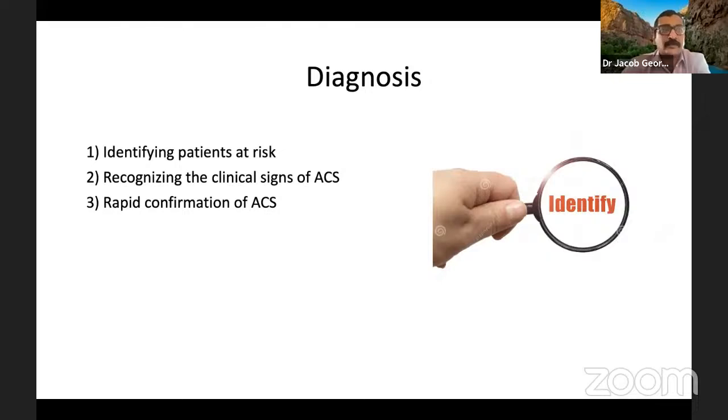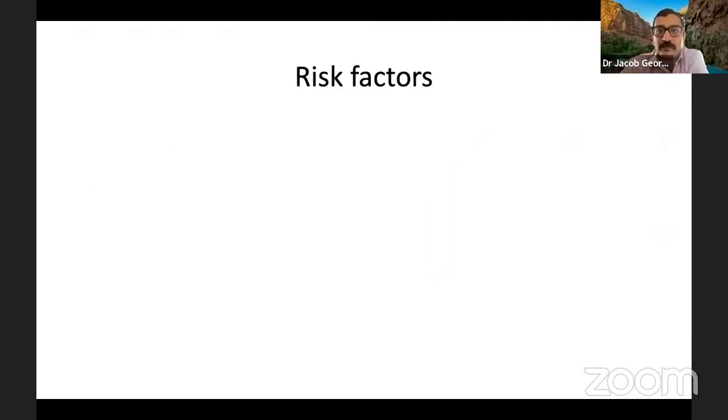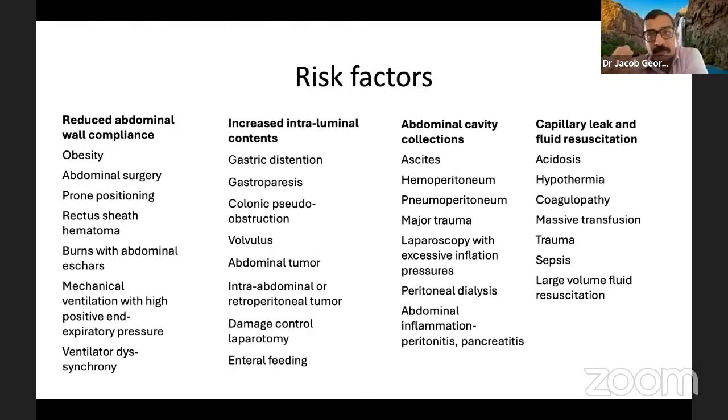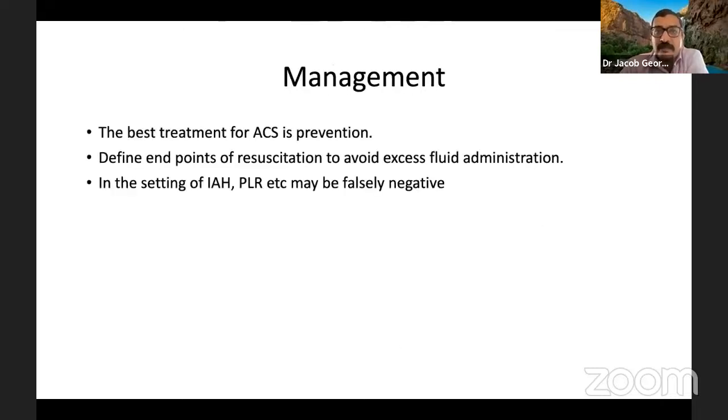Diagnosis should be easy, or should be thought of, by identifying the patients who are at risk for abdominal compartment syndrome. We should be recognizing the clinical signs of abdominal compartment syndrome, and along with that, we should be monitoring it continuously or intermittently, especially in patients who have risk factors. I already told you the risk factors, which are either because of reduced abdominal wall compliance, intraluminal contents, abdominal wall collections, or leaky capillaries.